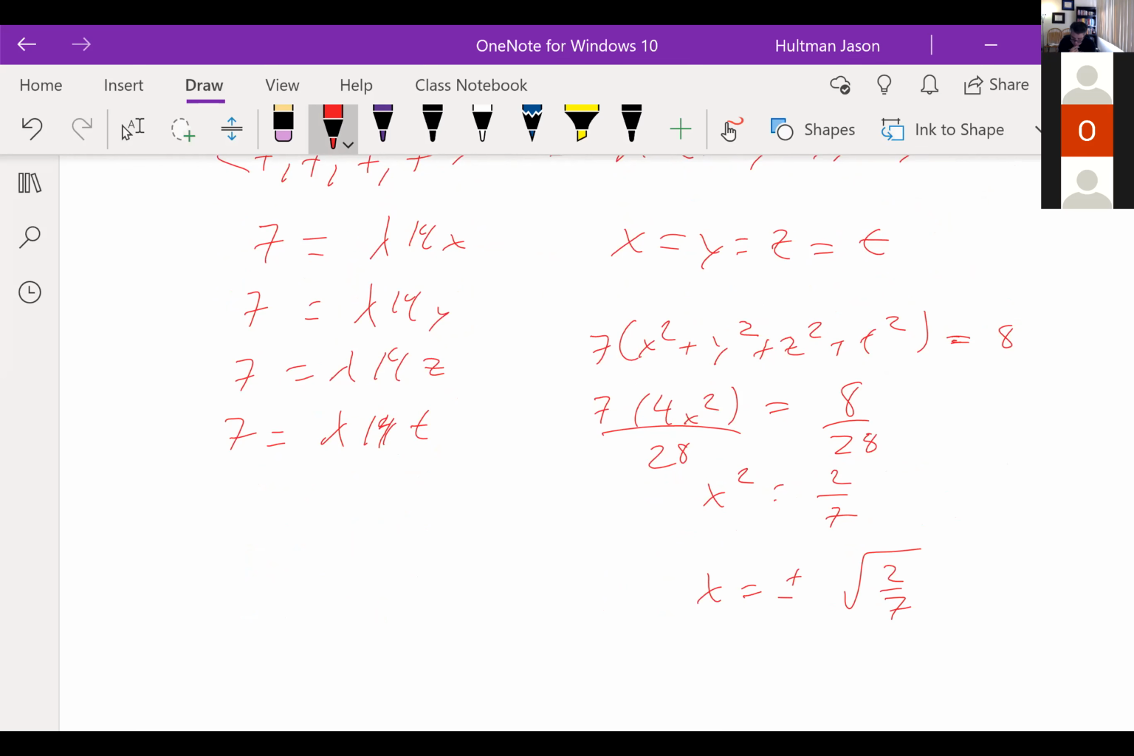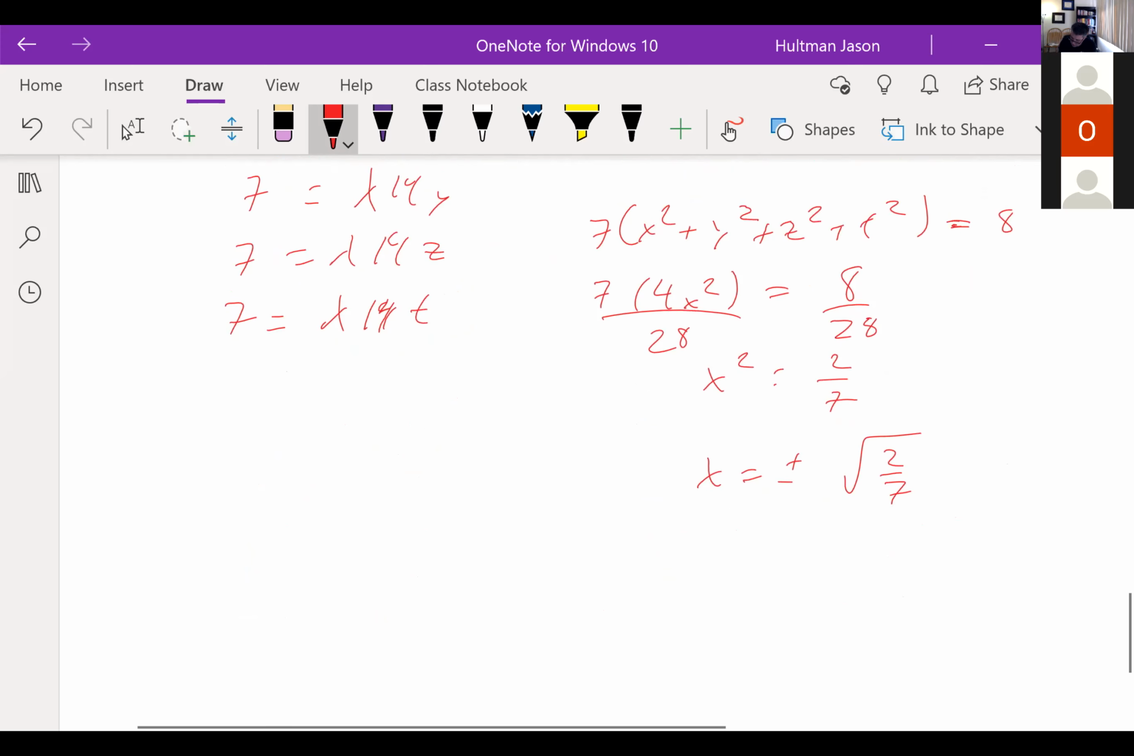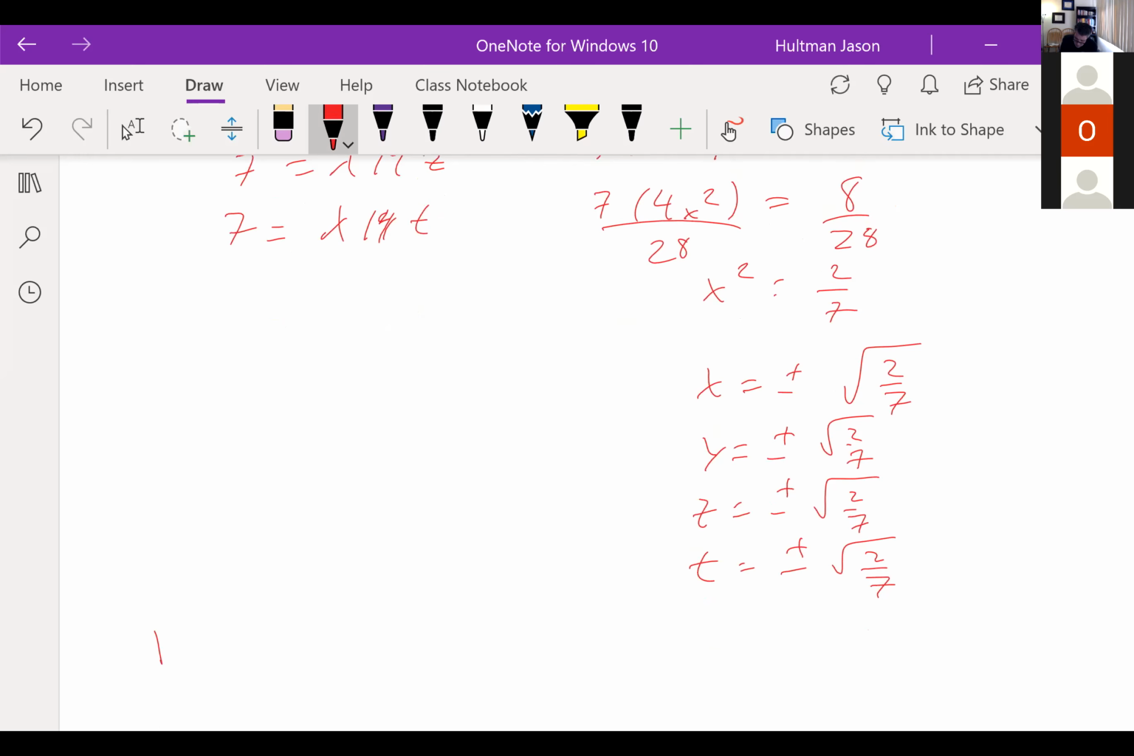Okay, and similarly, y would equal plus or minus radical 2 over 7. Z would equal plus or minus radical 2 over 7. And t would equal plus or minus radical 2 over 7. Okay, so now what are we wanting to do? Well, we're wanting to minimize this function, f of x, y, z, t.